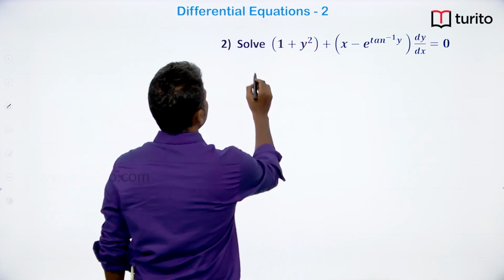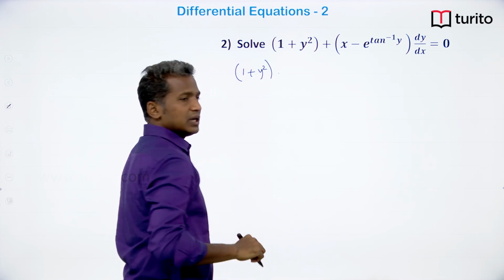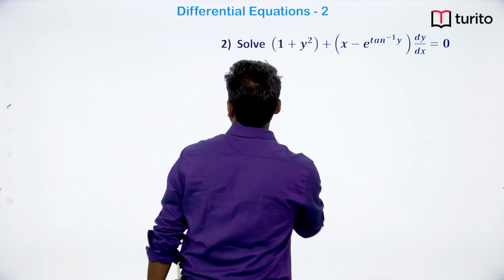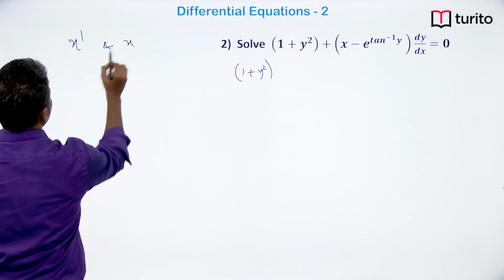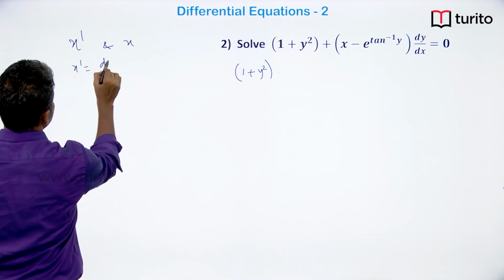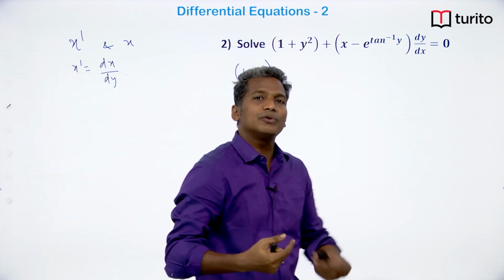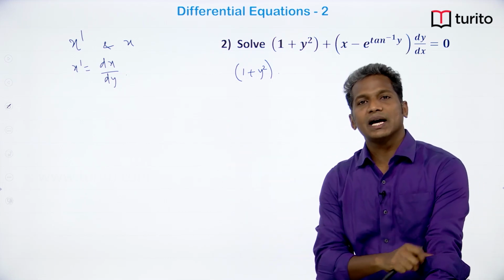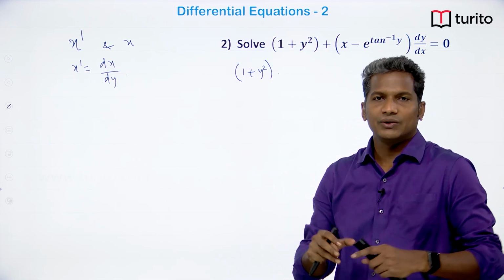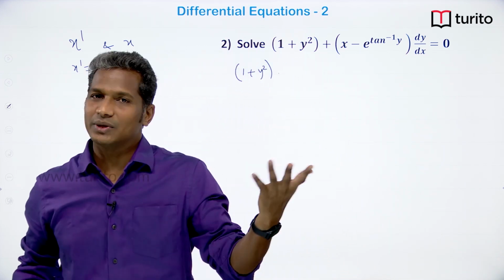So basically we are interested in converting this equation in terms of x dash and x. Let me take x dash as dx by dy for the problem solving purpose of this question only. So I am taking x dash as dx by dy. It does not matter because it's your own theory. You can also design your own variables and notation.